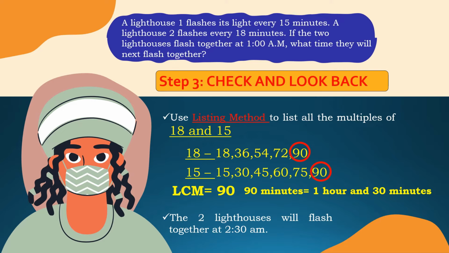90 minutes is equal to 1 hour and 30 minutes. Since the two lighthouses will flash together at 1 a.m., we will add 1 hour and 30 minutes to the time so that we could conclude that the two lighthouses will flash together again at 2:30 a.m.